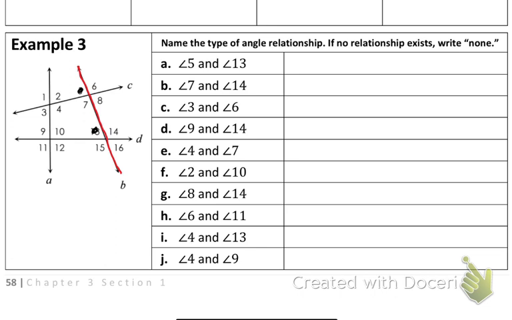Although it doesn't ask it, B is my transversal. These are both on the same side of the transversal, but one's on the exterior, one's on the interior. That's top left, and so that should be a corresponding angle.